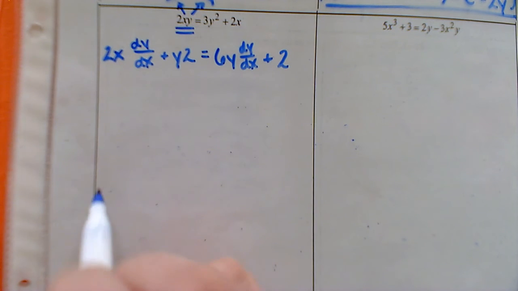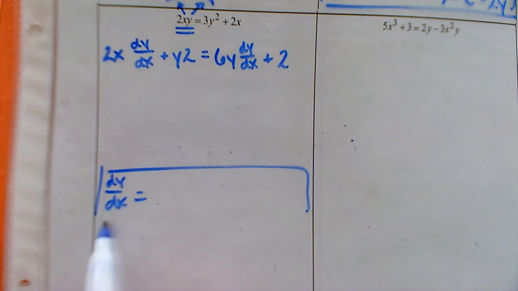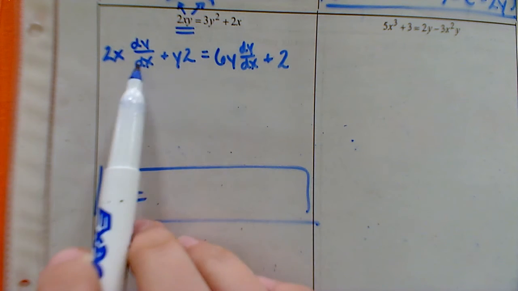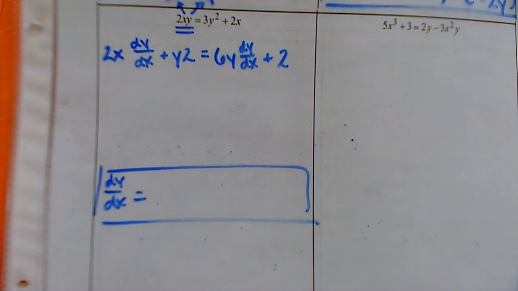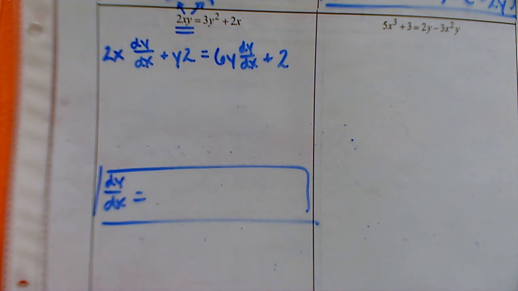Our goal is to get dy over dx equals something. So we're going to have to use some algebra, moving things around to help us get that. We have multiple derivatives. We're going to get all those on one side, everything else on the other. I don't care how you move them, as long as you move them correctly. Do we want to get the derivatives on the left or the right? Do you have a preference? How do you want to move some things?